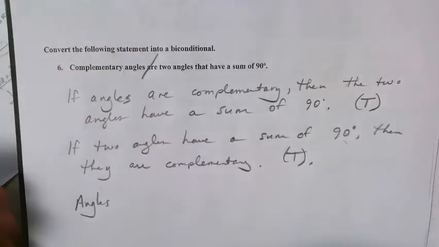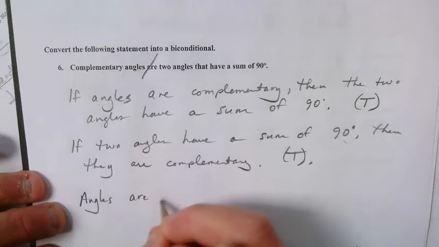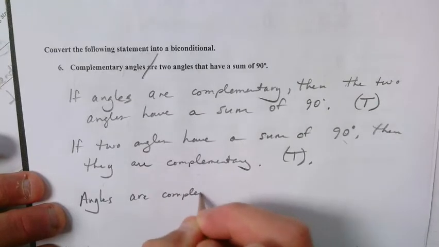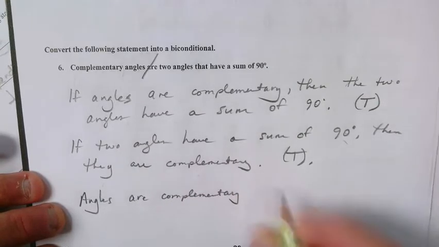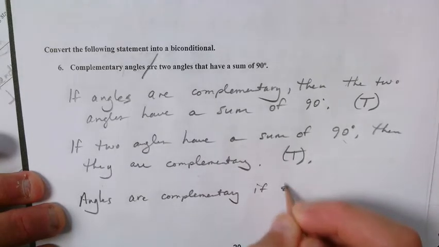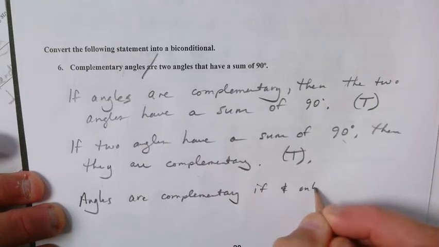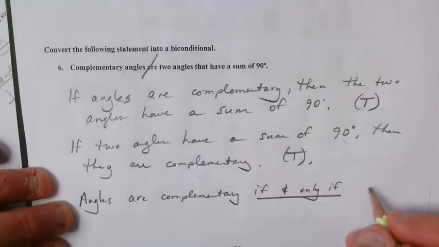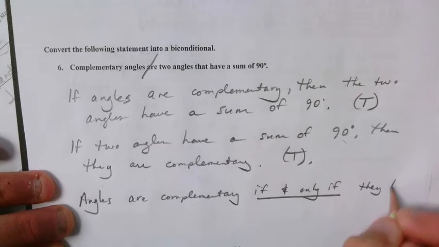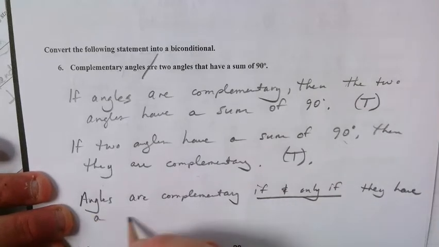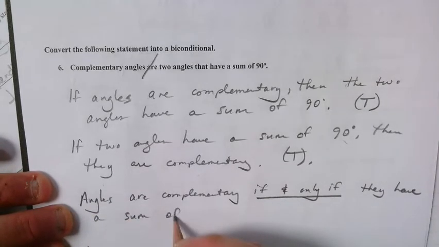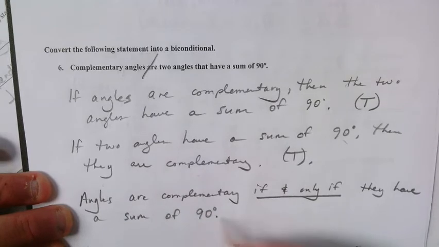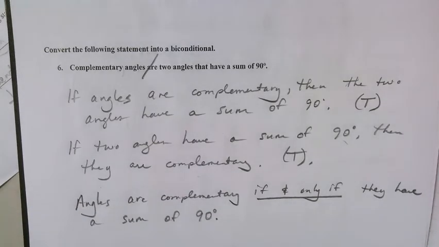Sorry, that got a little out of control there. Didn't know you were not seeing that. Angles are complementary if and only if they have a sum of 90. Okay, if and only if they have a sum of 90.